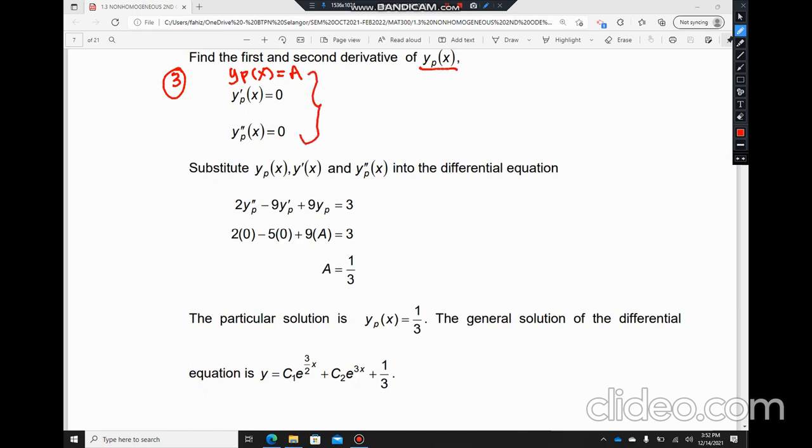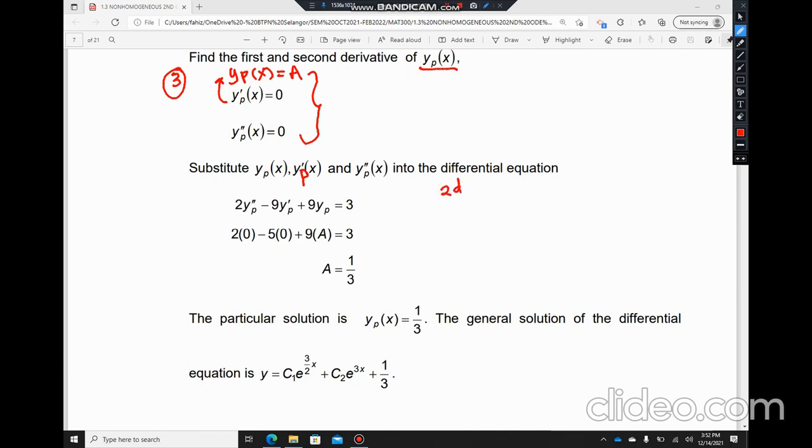So tiga ni kena cari nilai. Dua ni dia sebenarnya based on yp. So make sure cara pemilihan yp adalah betul. Sebab kalau salah nanti y'p salah, y''p pun salah. Okay, next substitute yp(x), y'p(x) and y''p(x) into the differential equation. Masukkan balik dalam soalan asal kita.